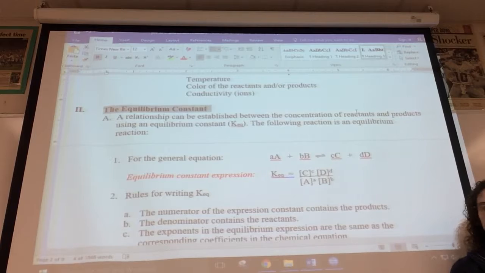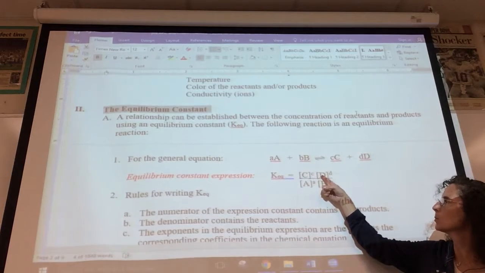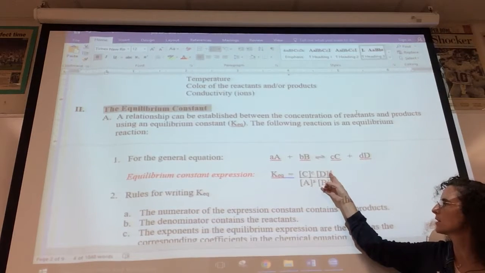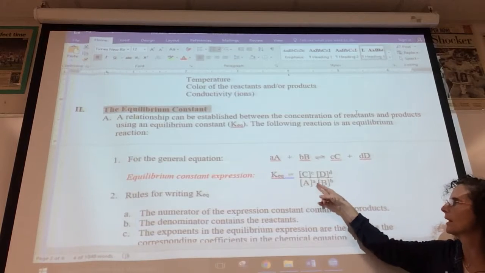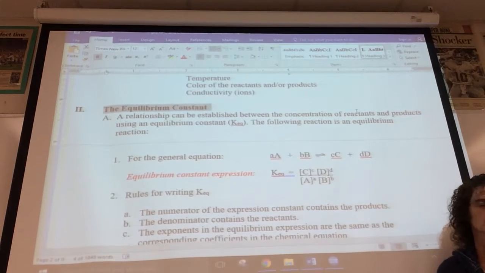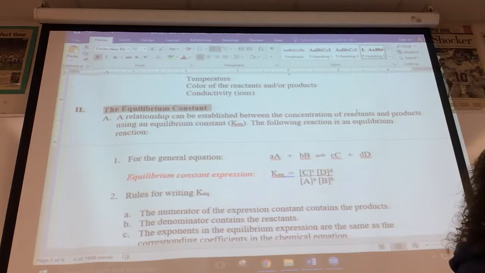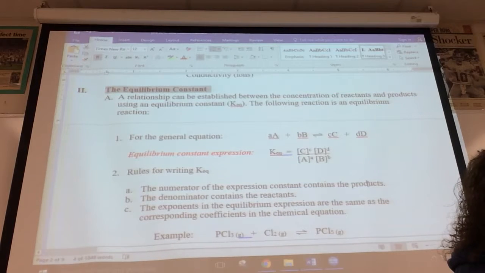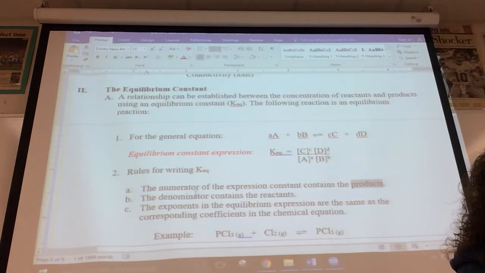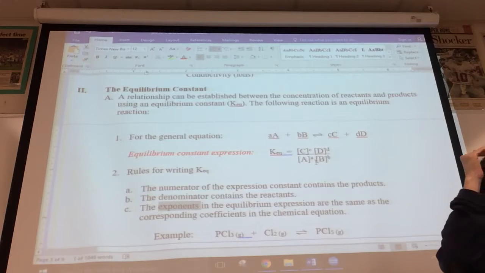In the denominator, you're going to have the concentration of the reactants raised to their coefficients. Now be careful here. It's the product of the product concentrations raised to their coefficients. It's the product of the reactant concentrations raised to their coefficients. So in the numerator, you have products. In the denominator, you have reactants. And the exponents represent the coefficients. Just remember, products on top.